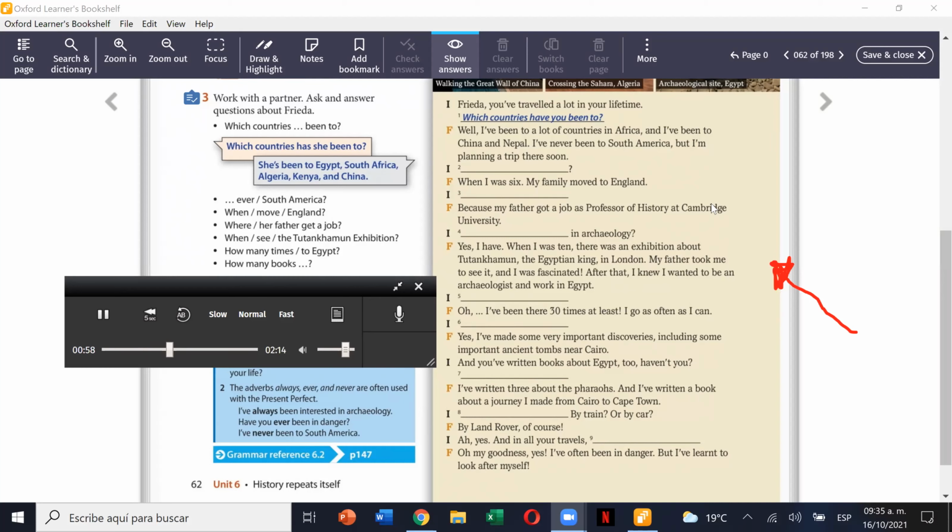Have you always been interested in archaeology? Yes, I have. When I was 10, there was an exhibition about Tutankhamun, the Egyptian king, in London. My father took me to see it, and I was fascinated. After that, I knew I wanted to be an archaeologist and work in Egypt. How many times have you been to Egypt? Oh, I've been there 30 times at least. I go as often as I can. Have you ever made an important discovery? Yes, I've made some very important discoveries, including some important ancient tombs near Cairo.